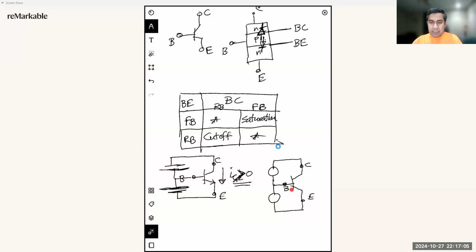To forward bias the base emitter junction, we need to put a positive voltage at the base terminal and a negative voltage at the emitter terminal. That way, this base emitter junction will be forward biased. And to reverse bias the base collector junction, we have to put a negative voltage at the base junction and a positive voltage at the collector junction. So in this configuration, we are forward biasing the base emitter junction and reverse biasing the base collector junction. And this operation is called forward active.